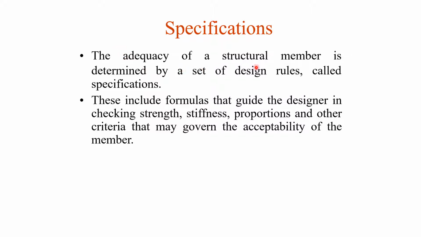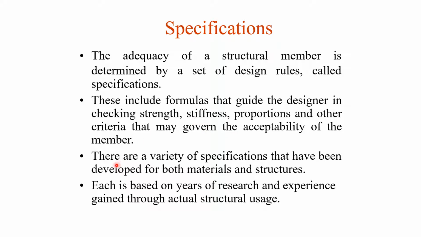The adequacy of a structural member is determined by a set of design rules called specifications. These include formulas that guide the designer in checking strength, stiffness, proportions, and other criteria that may govern the acceptability of the member. For the design of a member, we need these specifications. There are a variety of specifications that have been developed for both materials and for structures. Each is based on years of research and experience gained through actual structural usage.